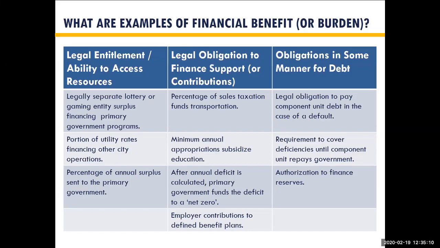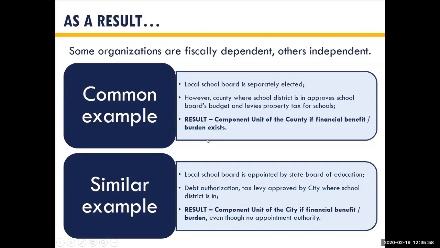You know, the center column there that says after an annual deficit calculated, primary government funds the deficit to a net zero. I've seen that in transportation entities, employer contributions into defined benefit plans. That's obviously very common. Percentage of sales taxation that funds transportation, minimum annual appropriations to subsidize education. All of those could be a legal obligation to finance support or contributions. But also look over on the right where there's a legal obligation to pay a component unit's debt in the case of a default. That could be an example of a financial burden. And so think about that as you're going through the analysis.